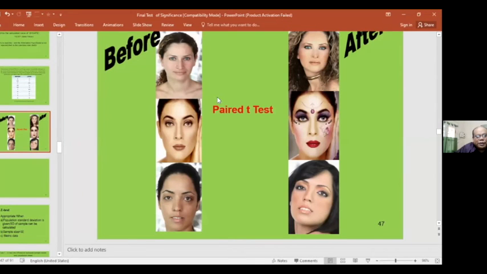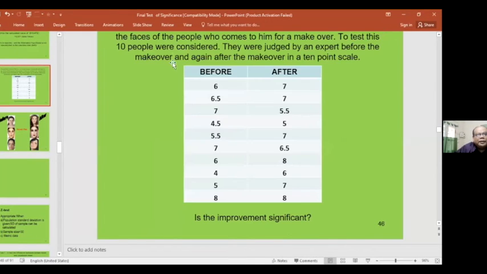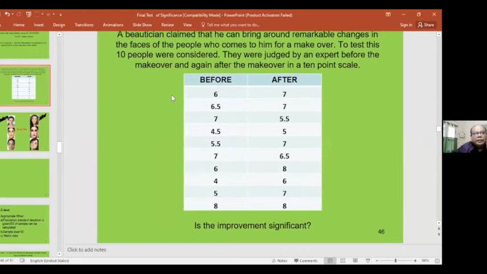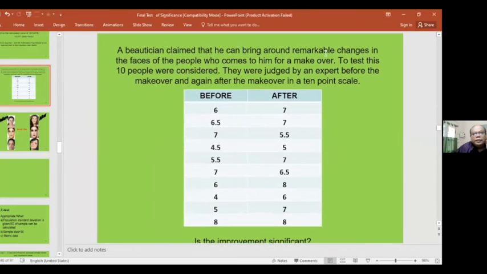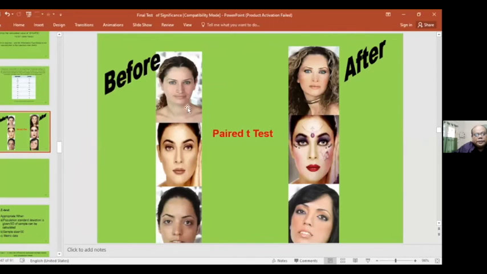Before the application of, say, a medicine, you can say, see, a beautician. Before the treatment by the beautician, these are the looks. After the treatment, these are the looks. Whether the beautician's claim that the treatment provided by her is effective or not, you can use the t-related test.